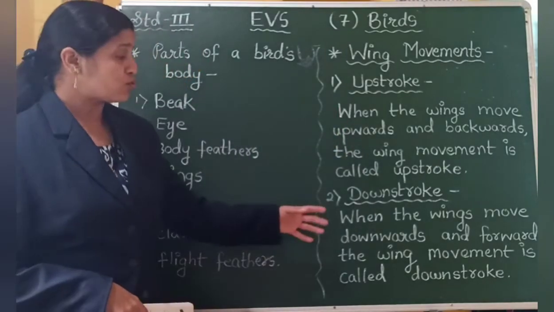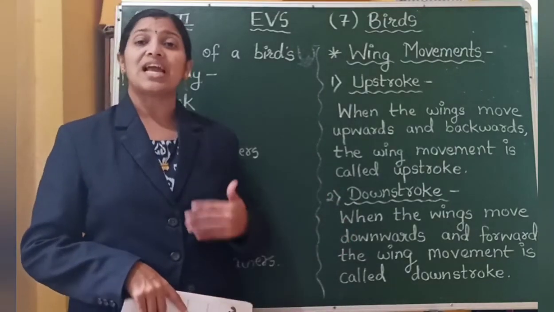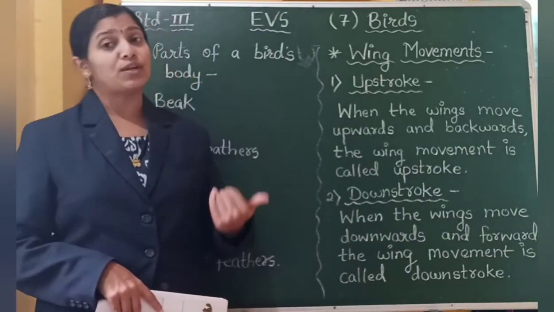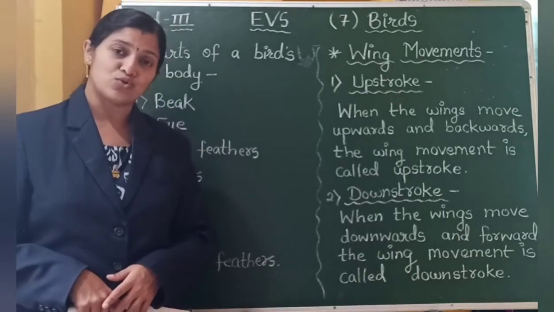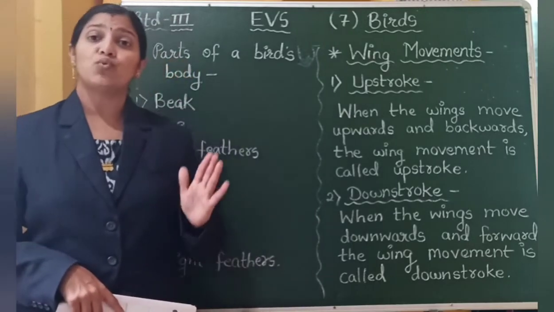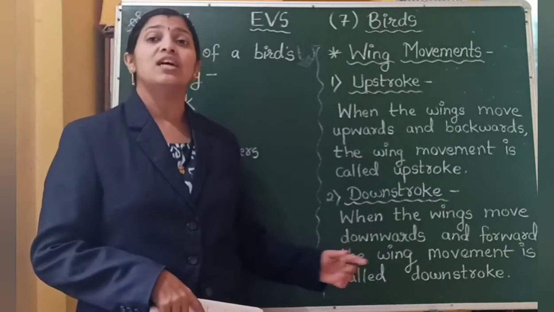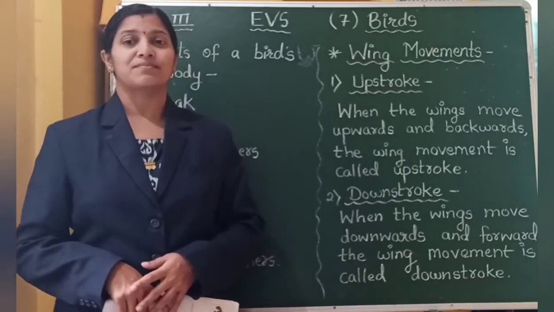And downstroke movement means when the wings move downwards and forwards, such wing movement is called downstroke movement. When the bird wants to land, when it wants to sit on some tree or some place, it makes use of this downstroke movement.